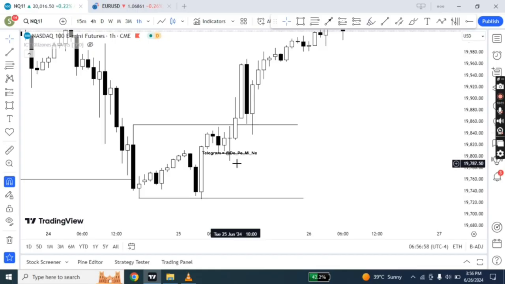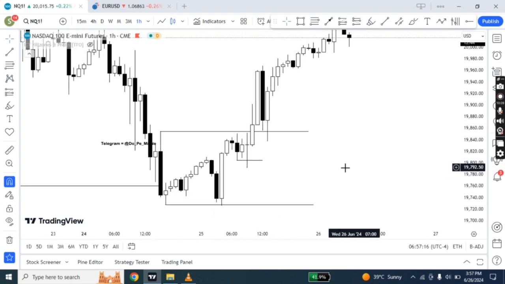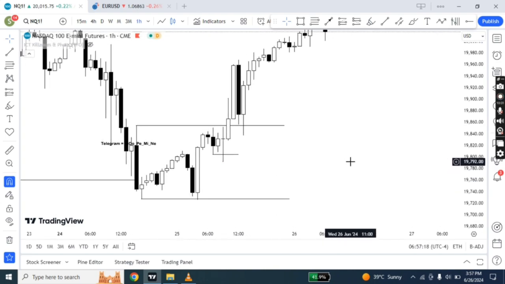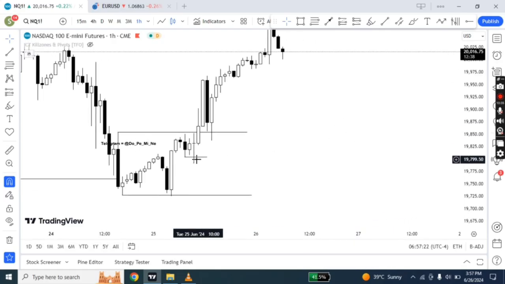On top of that, I waited for this CRT to be purged at the right time, and that CRT purged at the 9 a.m. key time. That's why I said in the beginning of the video that this model was based on the 9 a.m. model. The purge occurred during the 9 a.m. candle, and that's why I had so much faith in this CRT that it's going to work out. And I traded that CRT on the 5-minute time frame.